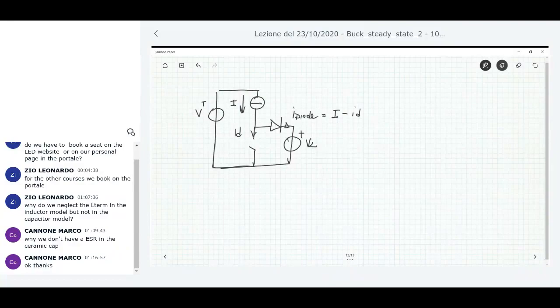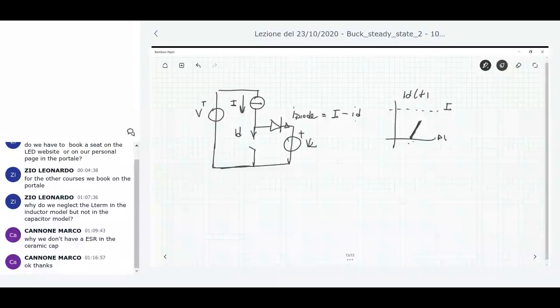The current of the drain is increasing, but the current I, supposing that it is at this level. Since in this drawing the current ID is less than I, the current I diode is positive. And so that means that the diode is on. So up to the point in which the current ID reaches I, the diode is on. So for this time interval, the diode is on.